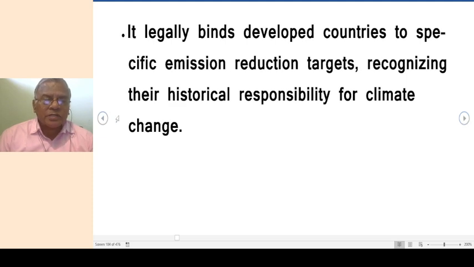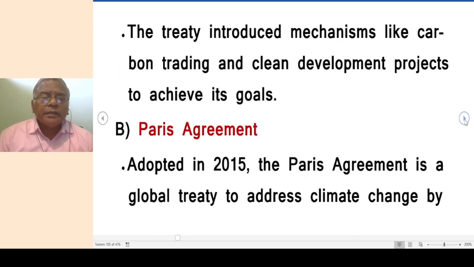Kyoto Protocol it is called. It legally binds developed countries to specific emission reduction targets, recognizing their historical responsibility for climate change. The treaty introduced mechanisms like carbon trading and clean development projects to achieve its goals.